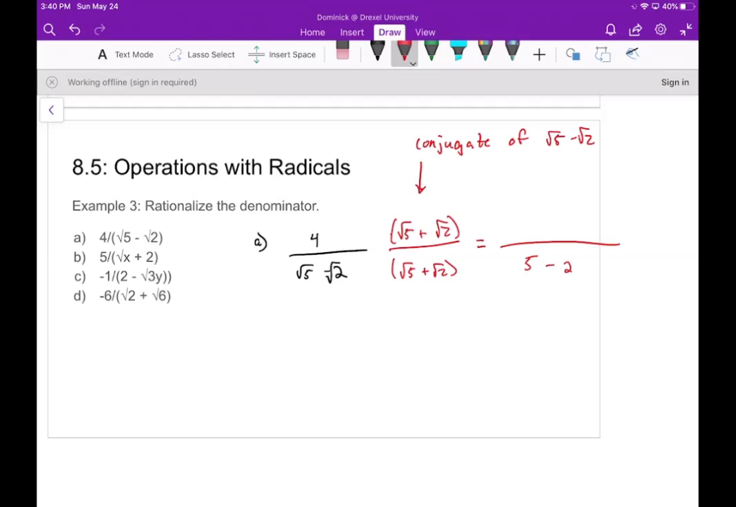So now the top is going to become 4 square root of 5 minus 4 square root of 2, and the bottom is just 3 now, right? Let me actually just write this on a new line. So we get (4 square root of 5 minus 4 square root of 2) over 3. All right, so that's part A.